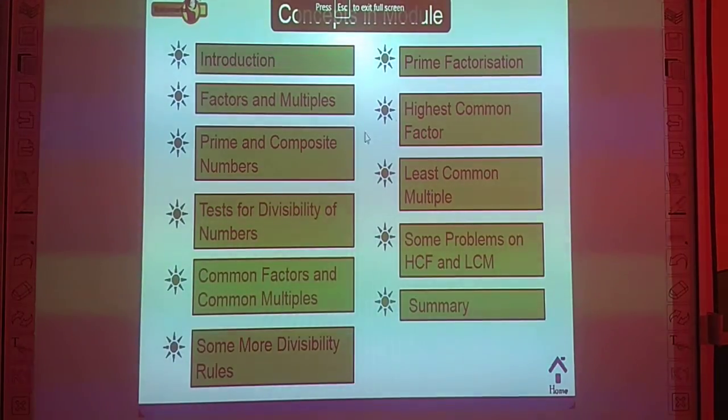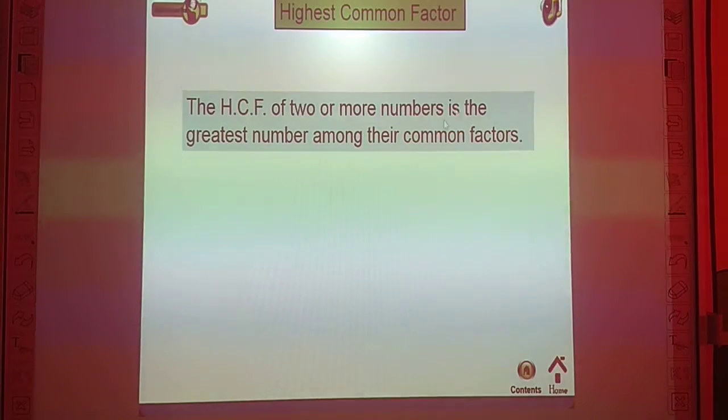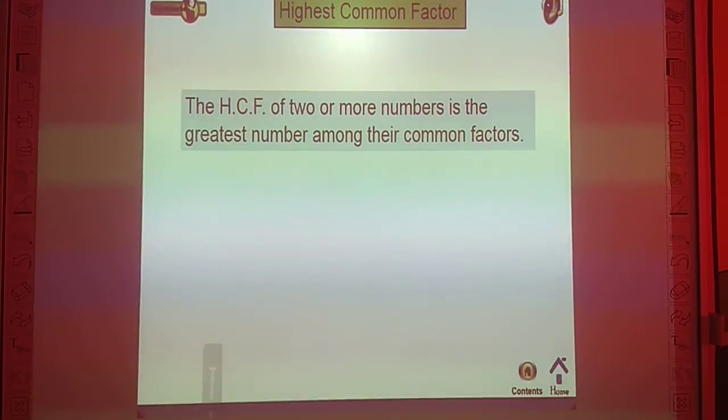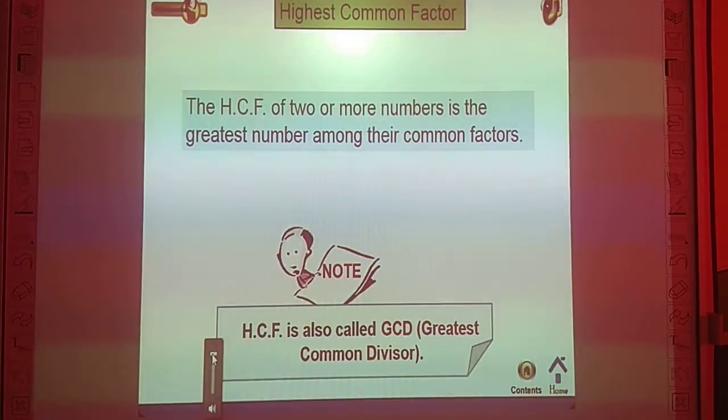In this method, at first, the highest common factor: the HCF of two or more numbers is the greatest number among their common factors. HCF is also called GCD, greatest common divisor.